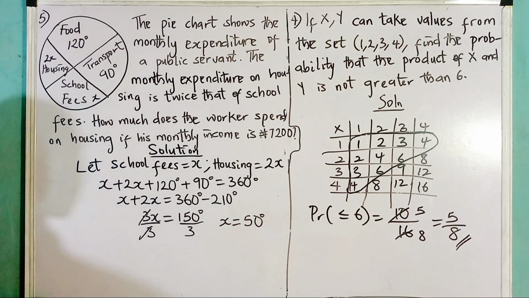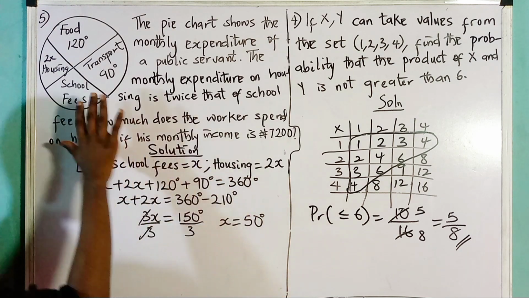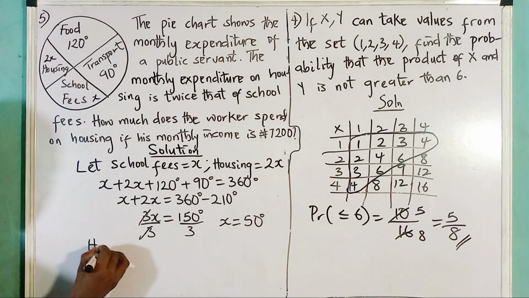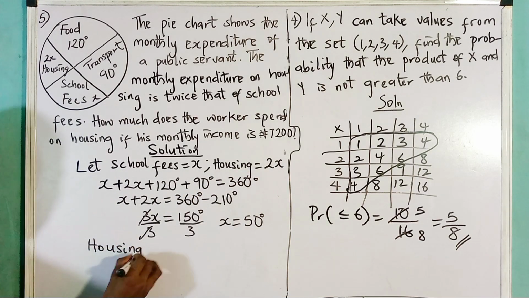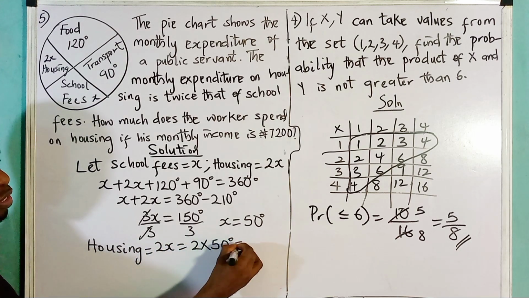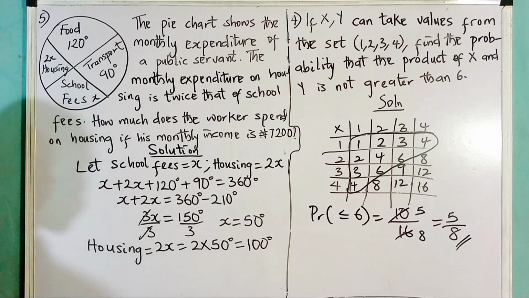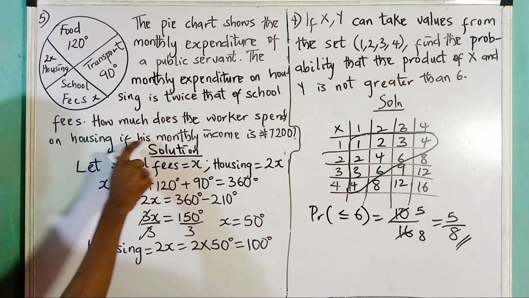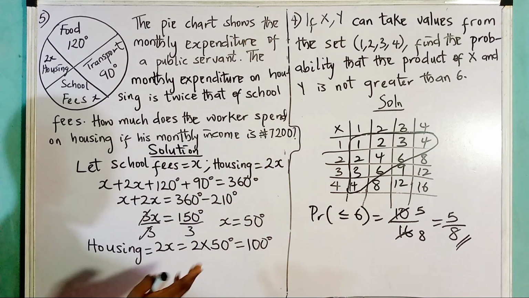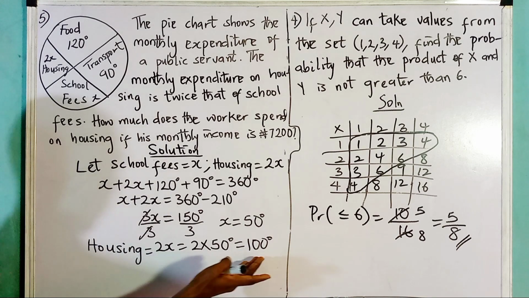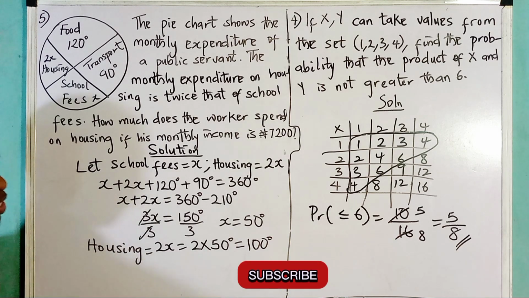So we've gotten the school fees in terms of degrees. However, for housing is 2x. Housing is 2x, which is 2 times 50 degrees, which is 100 degrees. Now the question says, how much does the worker spend on housing if his monthly income is this? Now I want to try and convert it from degrees to currency. Okay, you can't spend degrees, you can't spend 100 degrees. So let's try and convert this to currency.